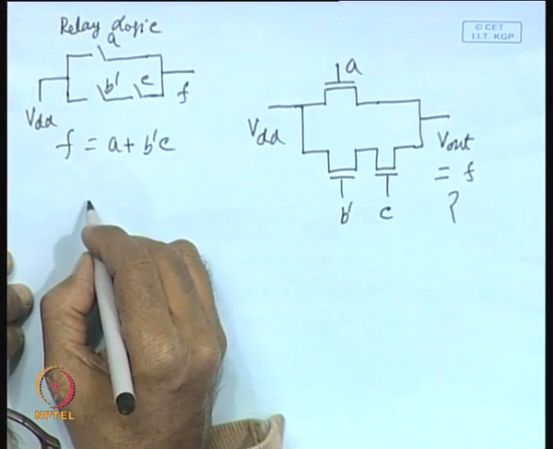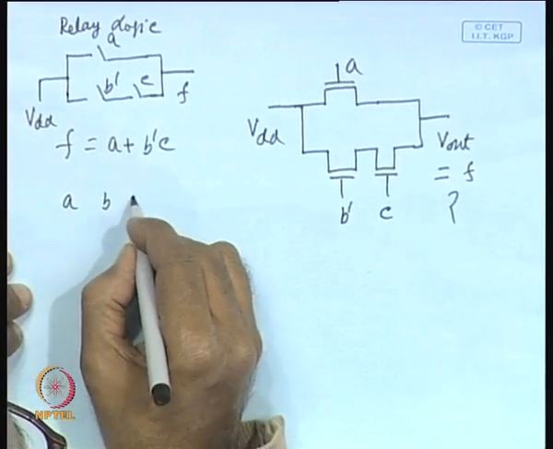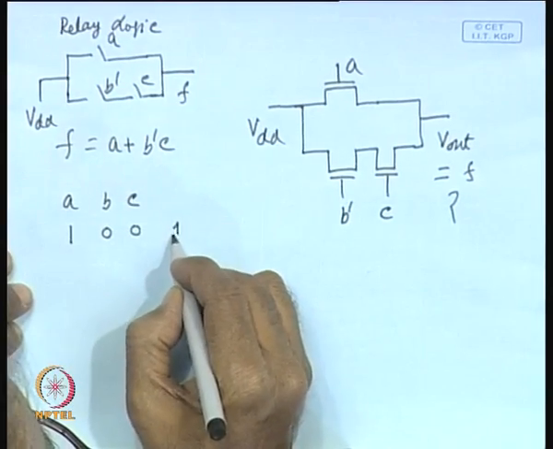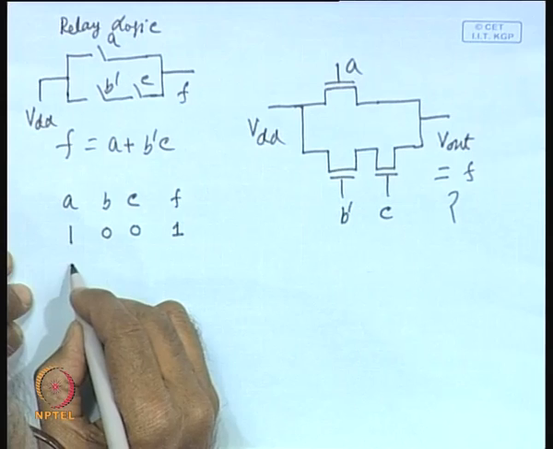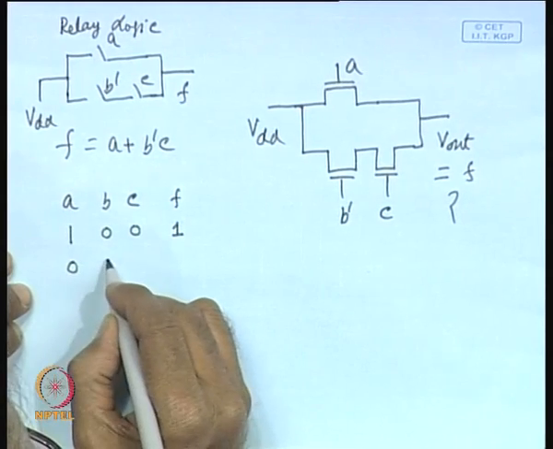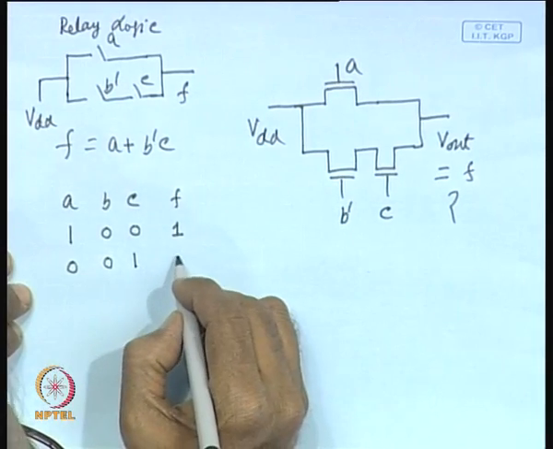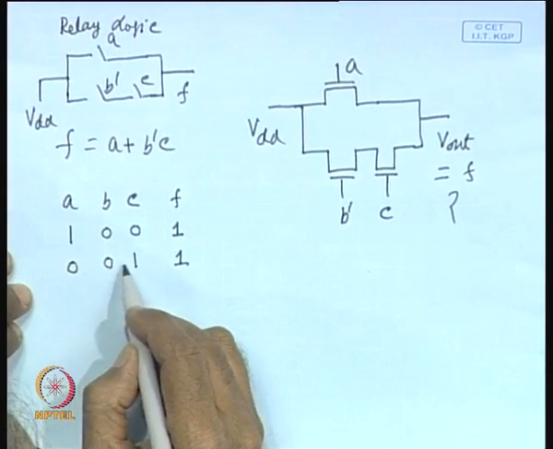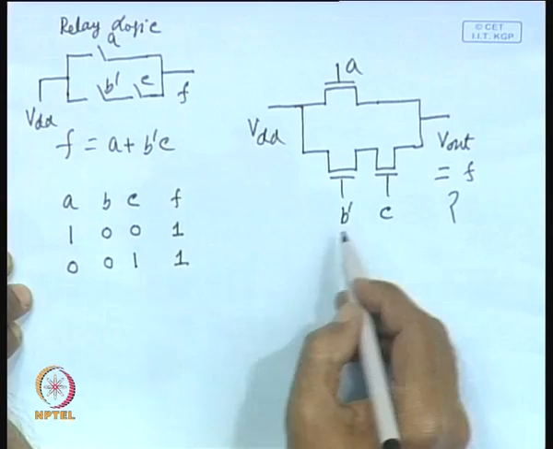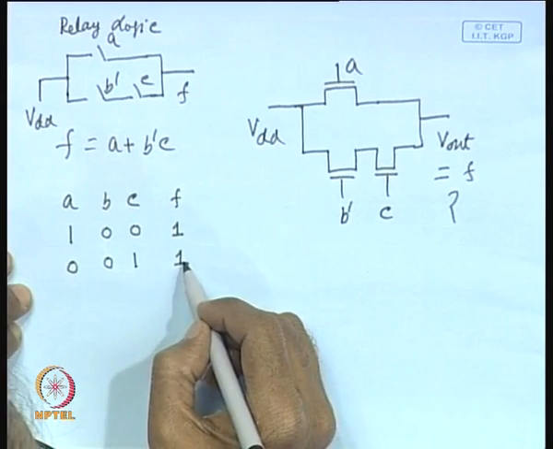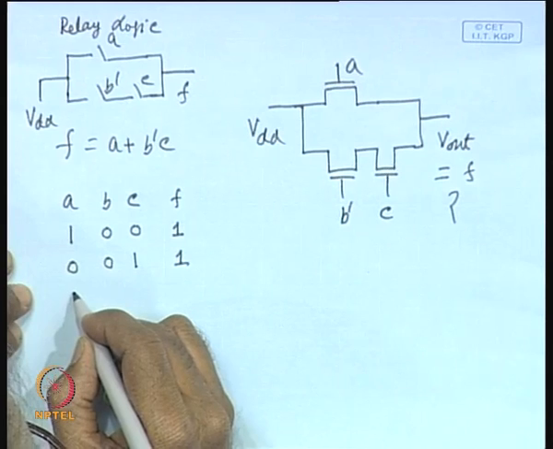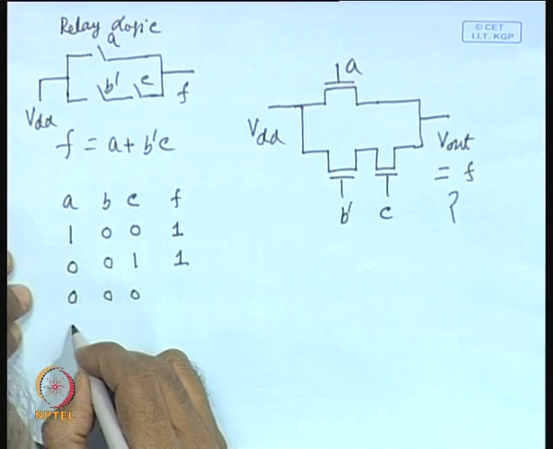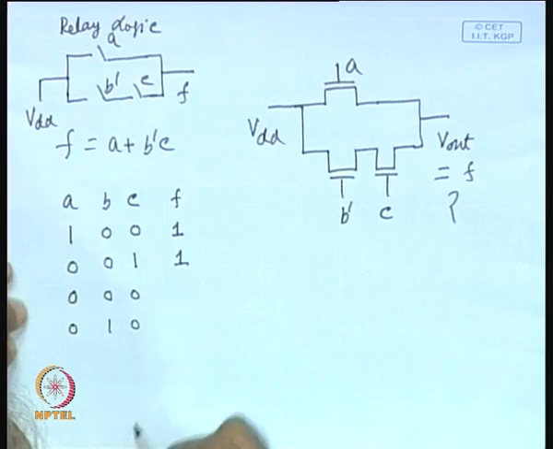So, whenever the input A, B, C is 1 0 0, then it will produce 1, or whenever the input is 0 0 1, B dash is equal to 1, so this path is closed, it will produce 1. That means, this is 1, this is 1, then also it will produce 1. But what about the case, say whenever we apply 0 0 0, all are 0, or say 0 1 0? I am not writing all possible combinations.